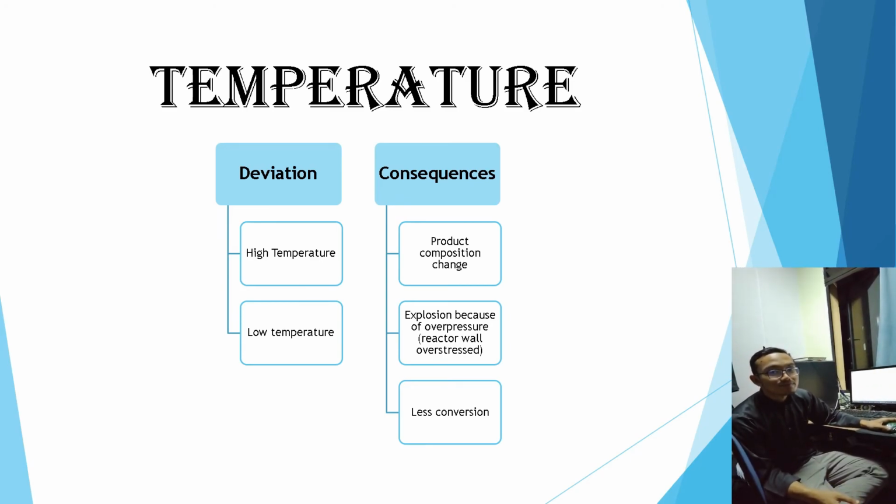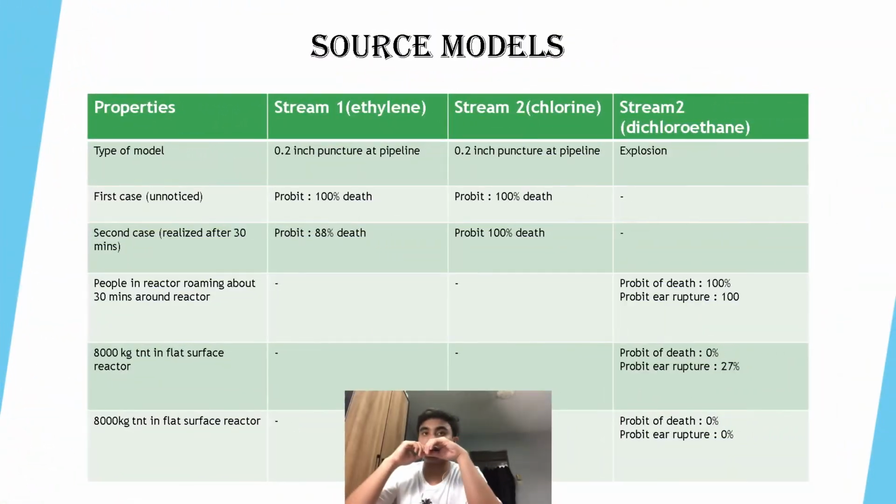Thank you. Hello, my name is Mohammed Iskandar Hakimi, and I will talk about the source model for two flows of vapor with puncture at pipelines and explosion. For the first source model, we have conducted it based on the first stream, which is the ethylene stream, while the second source model is based on the second stream, which is the chlorine stream, while the third is about explosion. For both the first and the second source models, a 0.2 inch puncture was introduced to the pipeline.